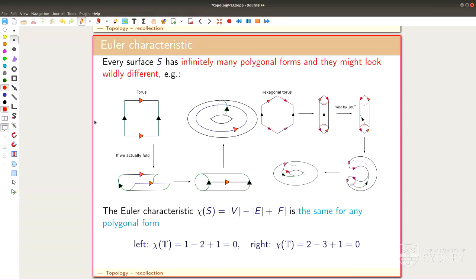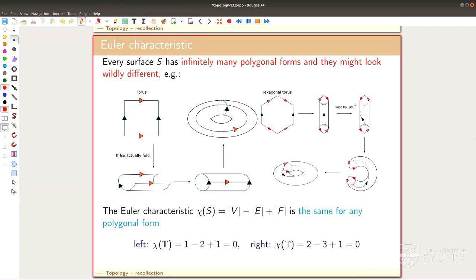Again, many wildly different polygon forms for the objects. The standard one for a torus can look wildly different. So we want, in general, a method to tell them apart, and the way to do this is the Euler characteristic, because the Euler characteristic is independent of the polygon form, right? So many polygon forms for the same surface, but the Euler characteristic is attached to the surface. So it's an invariant of the surface. Many forms, but every form spits out the same number. So we should compute it, and the computation is usually very simple.